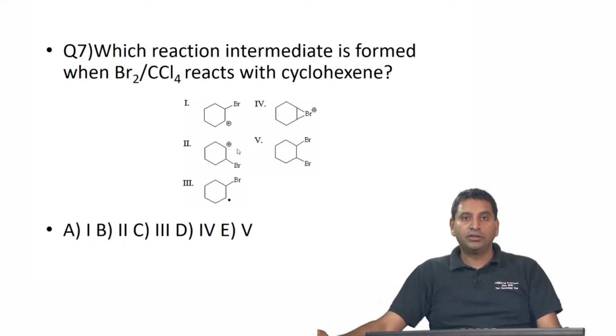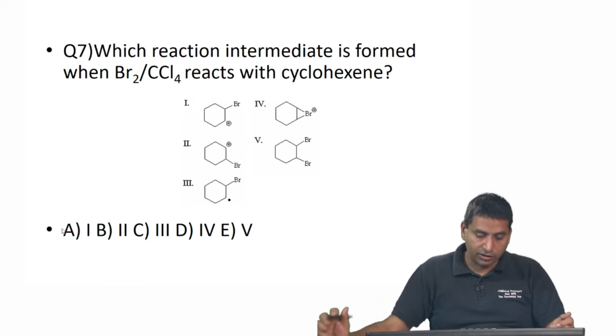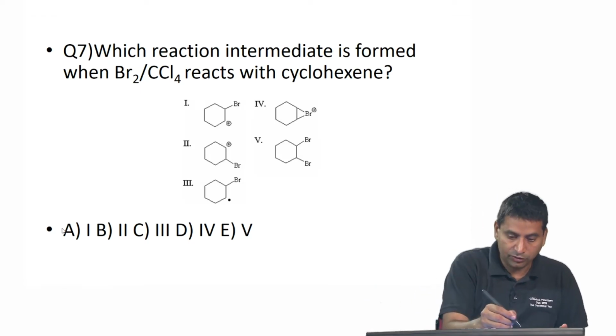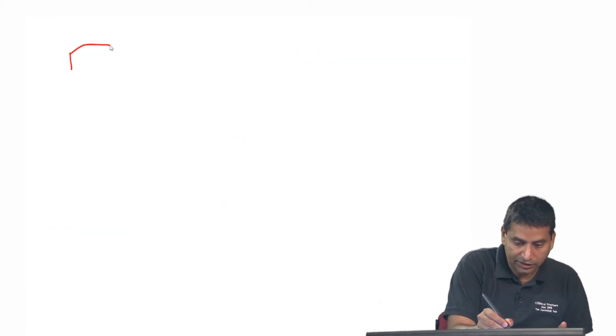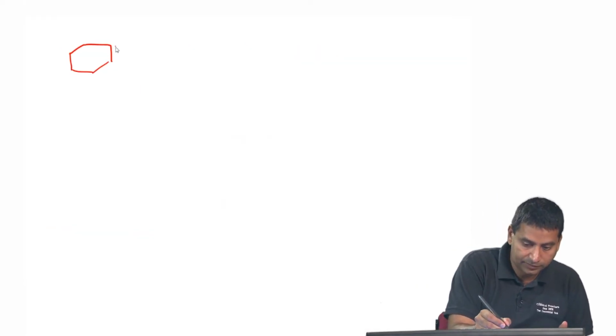The next question is, which reaction intermediate is formed when Br2 CCl4 react with cyclohexene? Okay. So, we have studied bromination previously in the class. So, let us first look at the bromination. So, the starting material is basically cyclohexene.